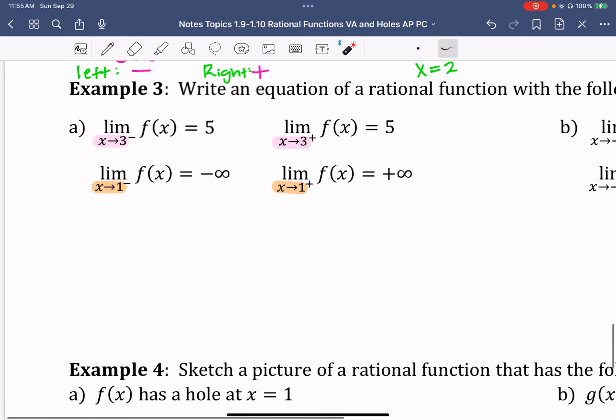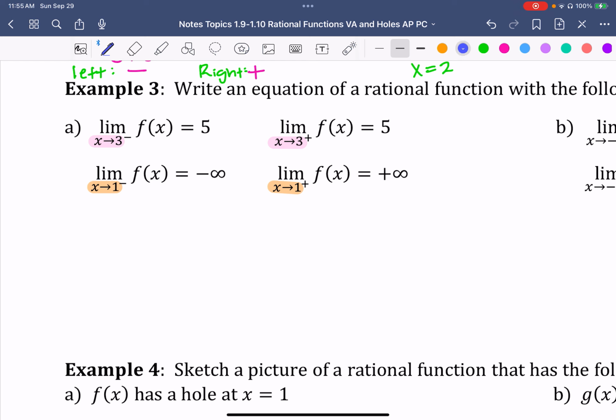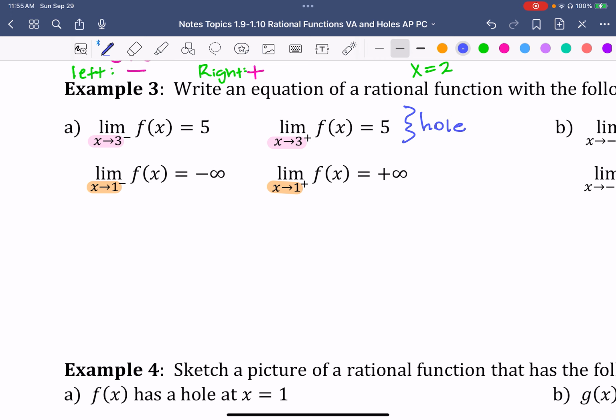Okay, so if I look at the top two, I see x approaches 3 from the left and x approaches 3 from the right, and they both equal 5. That lets me know that these two are referring to a hole, okay? And the bottom one, as x approaches 1 from the left and the right, is either positive or negative infinity. So I know that that has to be a vertical asymptote, okay?